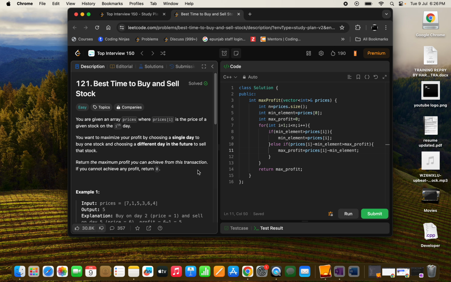So else if is basically used in programming when one decision actually reflects the result of another decision. That's why I've used an else if in this code.